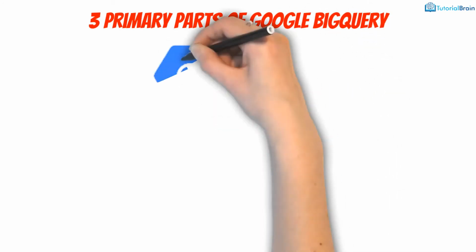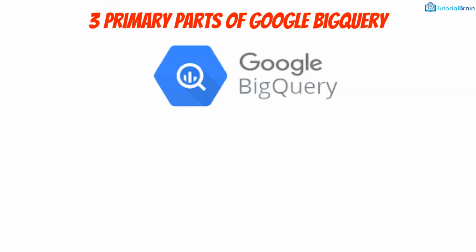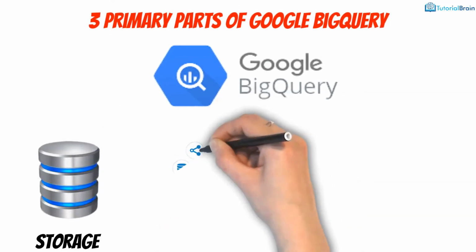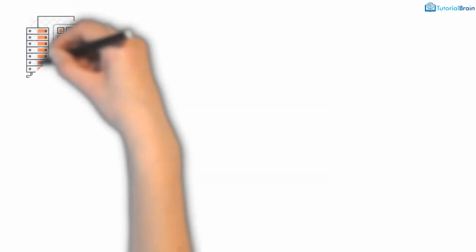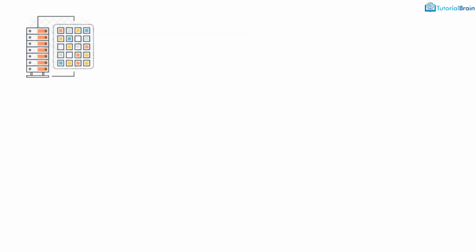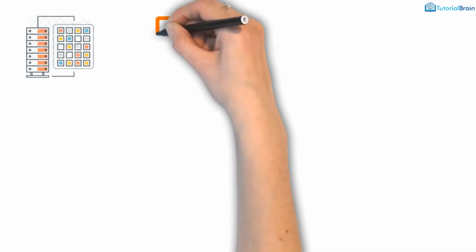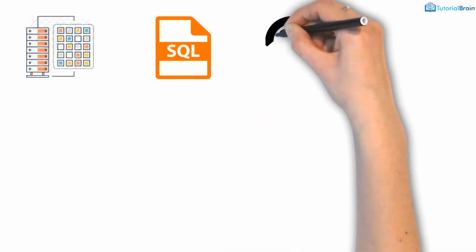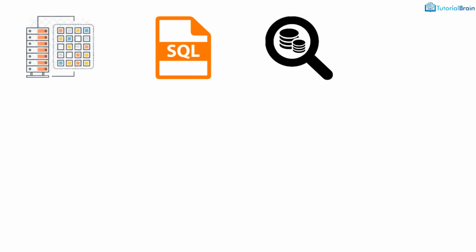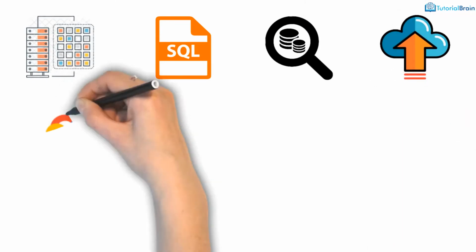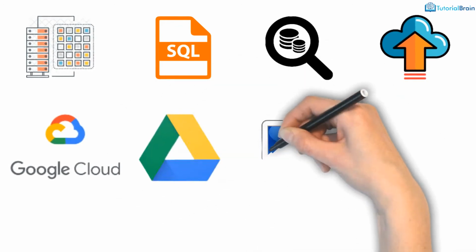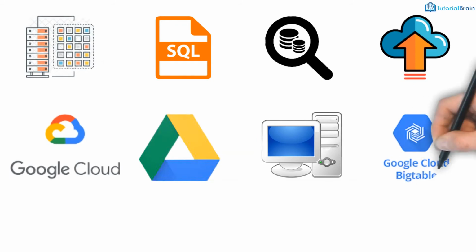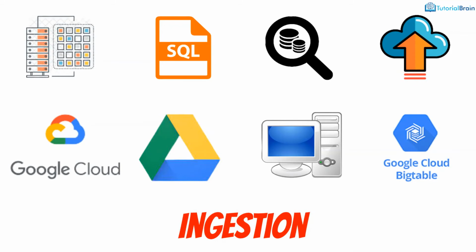Alright, let's talk about three primary parts of Google BigQuery. There are three primary parts involved in Google BigQuery. These are storage, ingestion, and querying. Data is stored in a structured table so that it is easier for you to use standard SQL to query the data. You can upload the data in multiple ways like Google Cloud Storage, Google Drive, local computer, Google Cloud Bigtable, etc. So this is called ingestion.